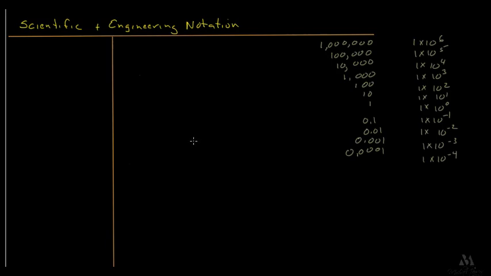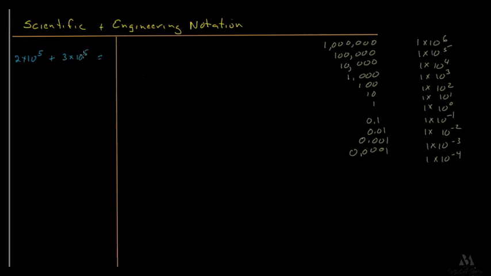How do we go about adding and subtracting? Let's give this a try. So let's say we have 2 times 10 to the 5th plus 3 times 10 to the 5th. As long as these two exponents are equal, we simply are going to add the 2 and the 3 together, and we would have 5 times 10 to the 5th.